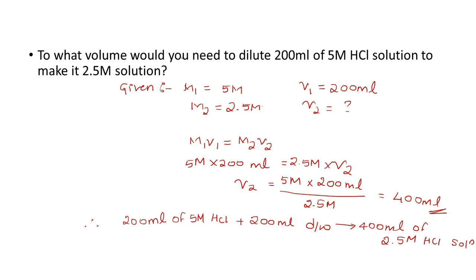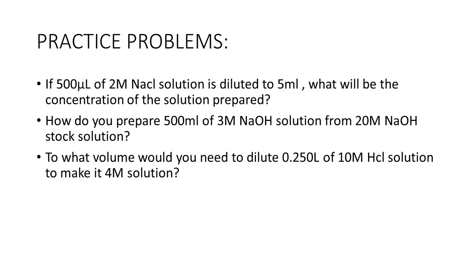So to what volume do you need to dilute? It is to the volume of 400 ml. You take 200 ml of 5 molar HCl, add 200 ml of distilled water and then make up the volume to 400 ml of 2.5 molar HCl solution. I hope you understood how to solve dilution problems. On the screen you can see practice problems. Practice these questions, solve them and write the answers in the comment section below.